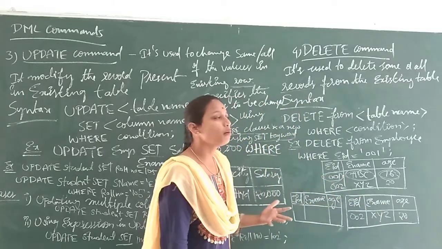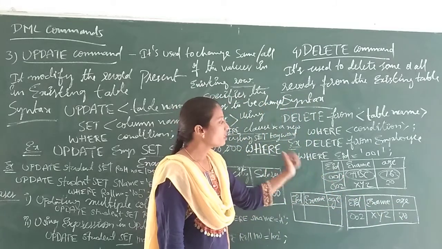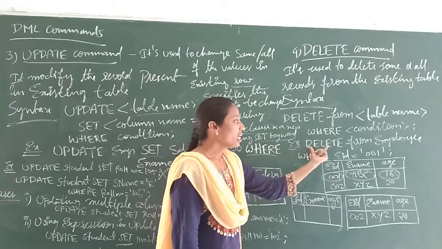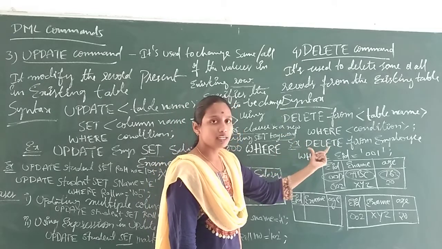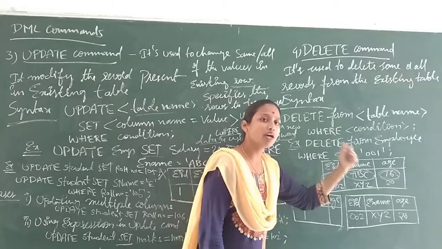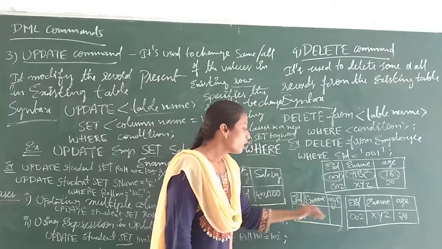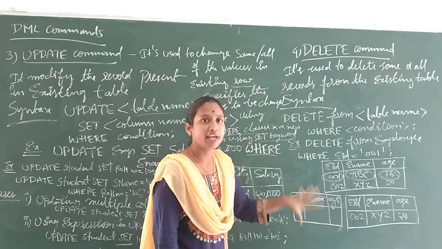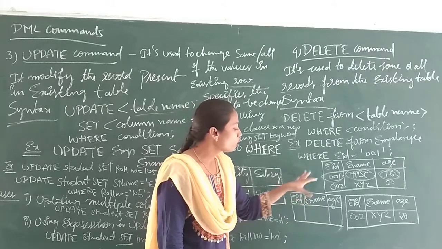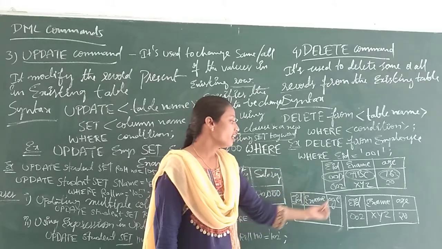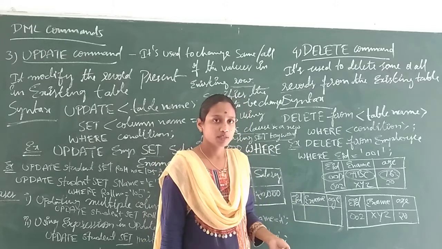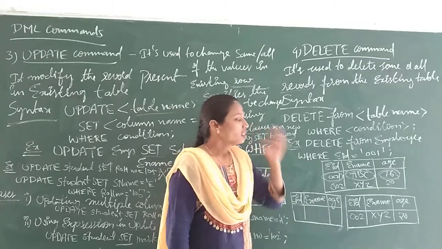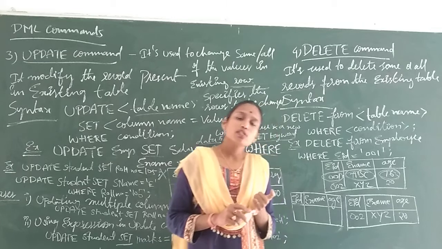Or else, if we have not mentioned the condition and we are just applying delete from employee, it will delete the entire table data. Now the output will be like this: just EID, ename, and age. Here the drop command also is used to delete.